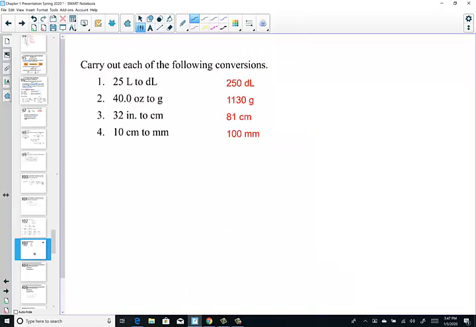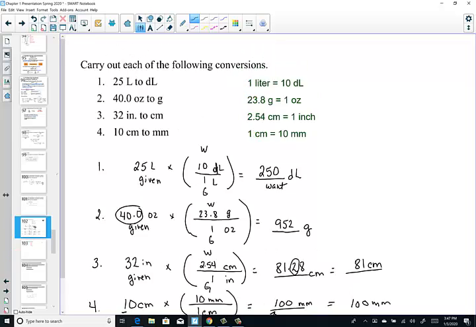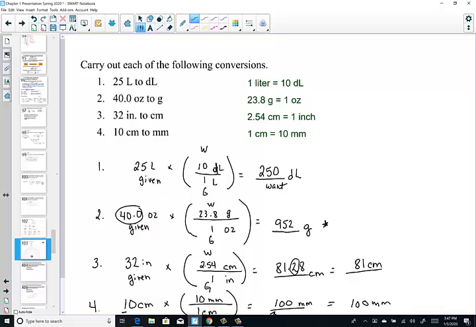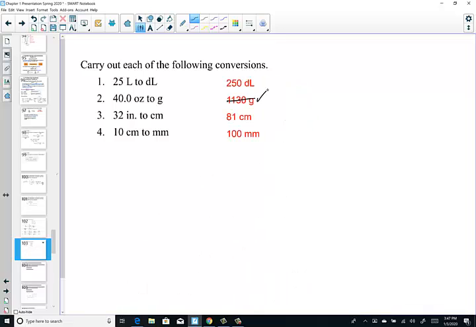How you doing with their conversions? 40 ounces to 23.8. Did I put that right? 23.8 grams is 40 ounces. I'm going to hit that again. 40 times 23.8, 952. That's what I have. We're good there. That's not right. 81. Yep, we found that. And then 100. So we're good. I just made a mistake in the answer key there.